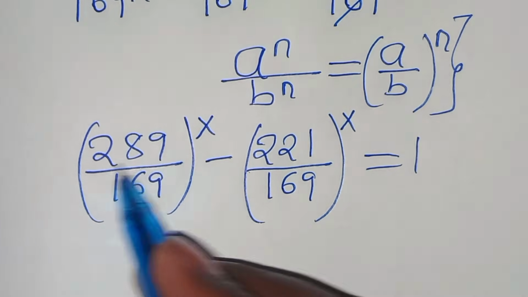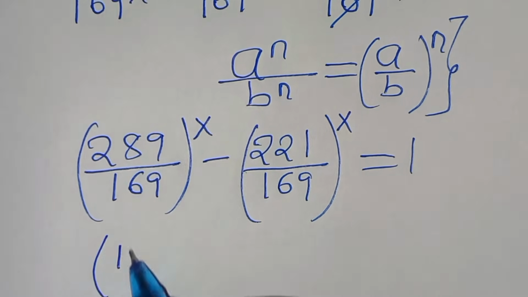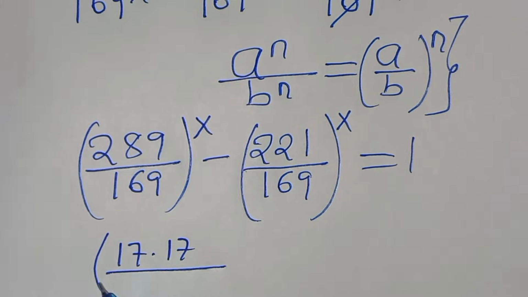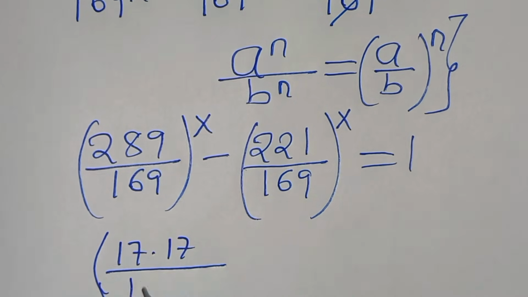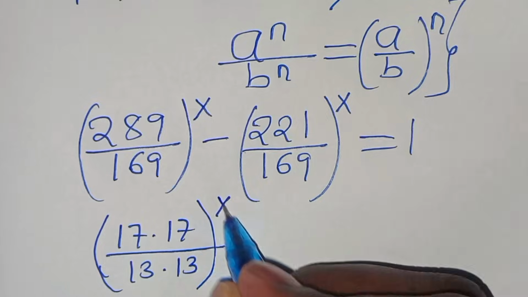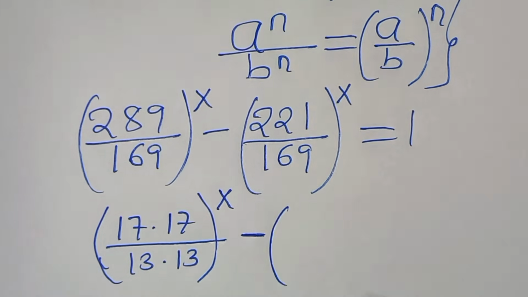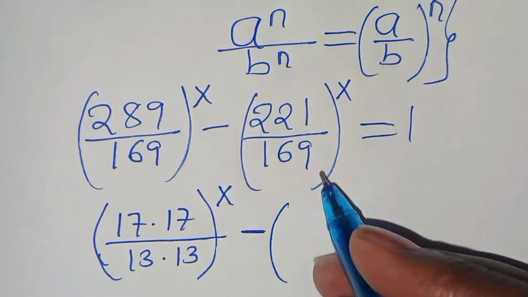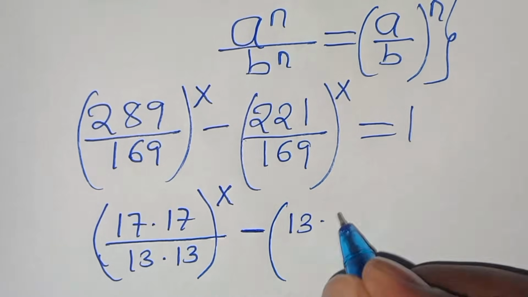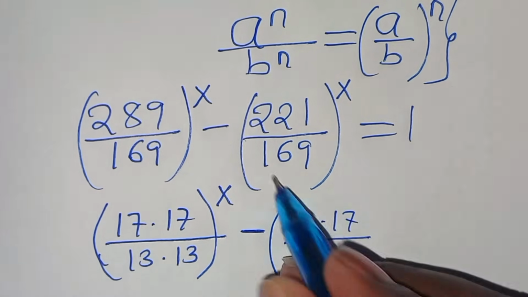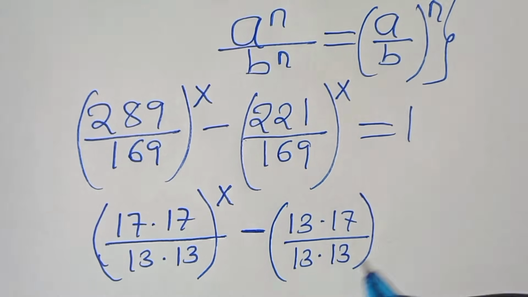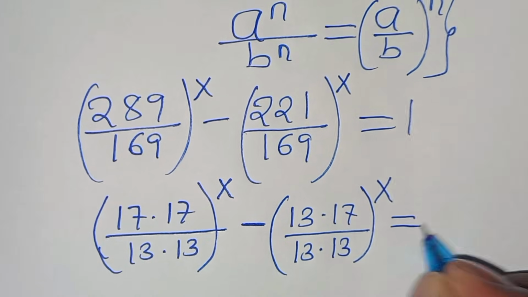Now we can express 289. This is the same thing as 17 times 17 divided by 169, which is 13 times 13 raised to the power of x. Then subtract 221. This is the same thing as 13 times 17 divided by 169, which is 13 times 13 raised to the power of x. This is equal to 1.